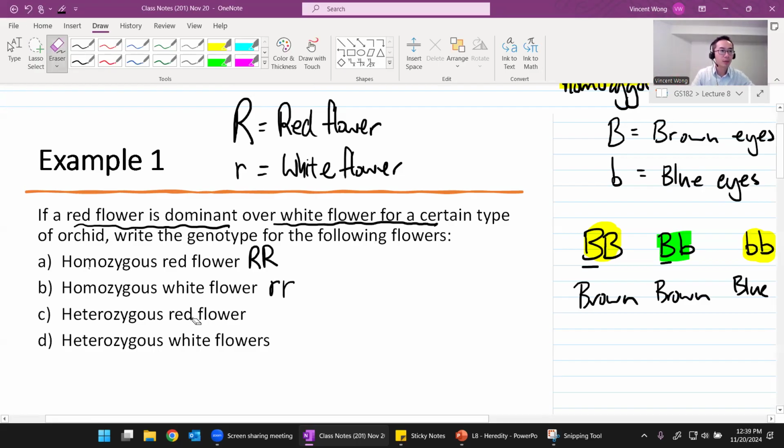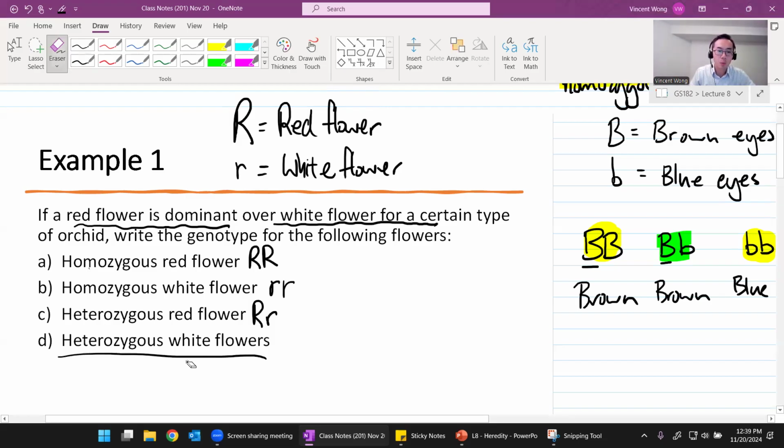Heterozygous red flower. What is heterozygous red flower? Participate if you can. Even if you private message me, it's fine. That way I know if you're getting it or not. Okay. Heterozygous means different. And so, yeah, that's correct. This would be big R, small r. All right, so it's heterozygous because they're different. It is going to be red because red is dominant, and dominant will cover up the recessive trait.